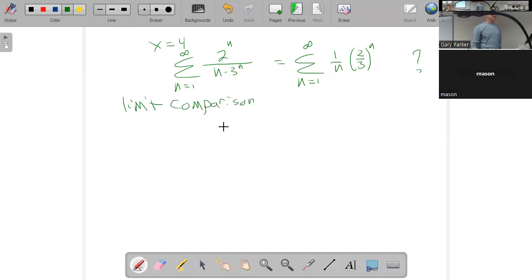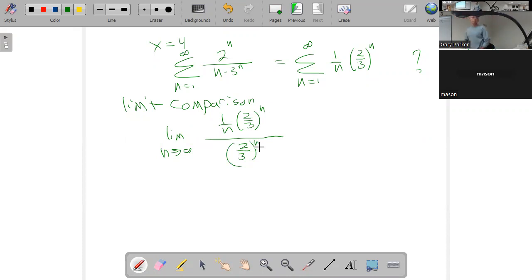Limit comparison test says look at the ratio of the two sequences. So what's the limit as n increases of the sequence you're wondering about and the sequence you know about? So I'm suspecting this converges like the geometric series 2/3 to the n.